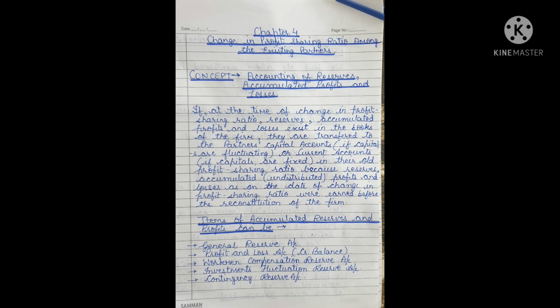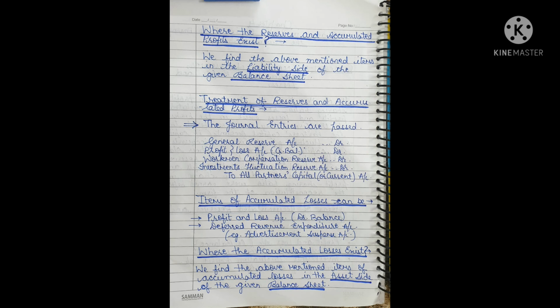These items can be the general reserve, profit and loss account credit balance, workmen's compensation reserve, investments fluctuation reserve, or contingency reserves. Now, before knowing the treatment of reserves and accumulated profits, we should know where these reserves and accumulated profits exist. In the given question, we find the items of reserves and accumulated profits on the liability side of the given balance sheet. Now let us discuss the treatment of these reserves and accumulated profits.